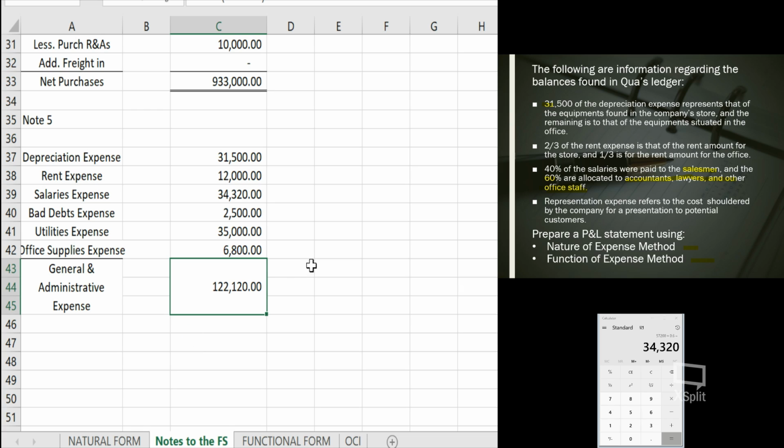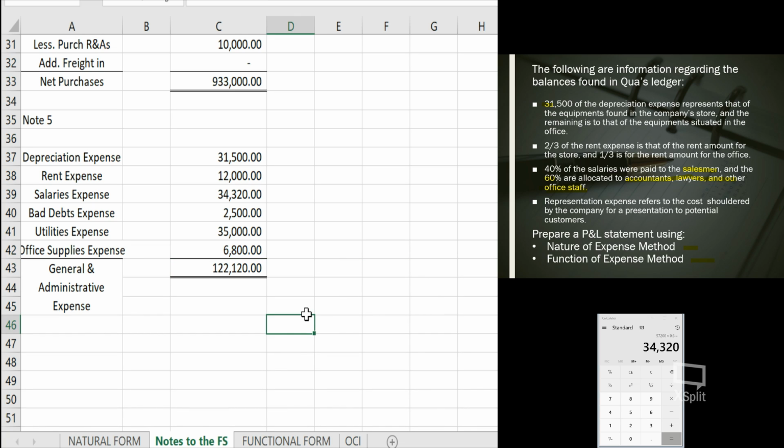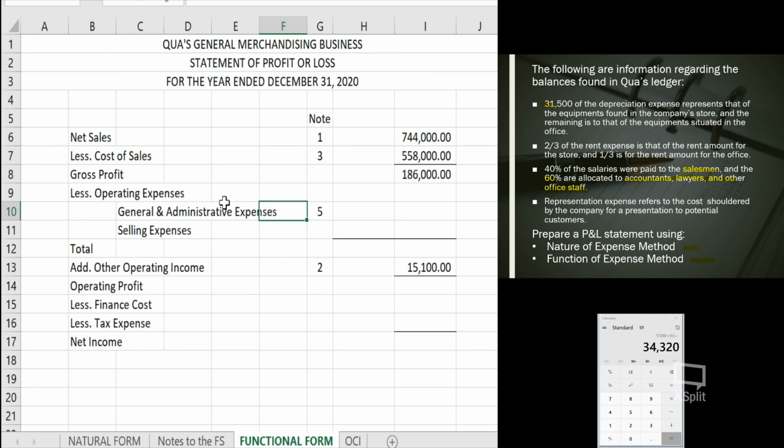Then, this one. Hindi. Mas maganda yung kanina. Ayan na lang. Okay. So, ayan. Sorry, medyo natagalan tayo dun. So, our G&A will be 122,120. 122,120. And then, yung selling expenses natin will be for note number 6. Compute na lang ulit natin.